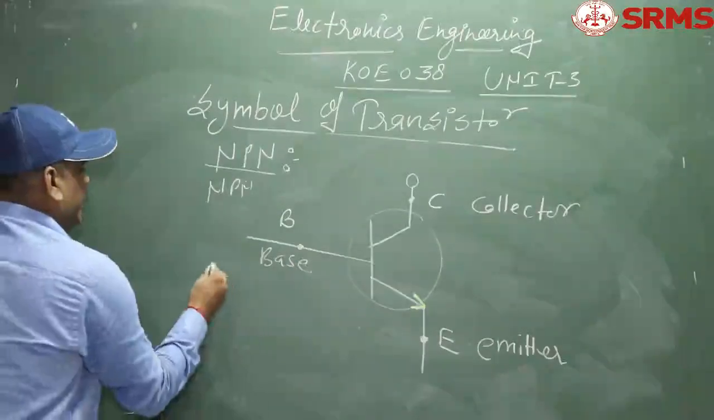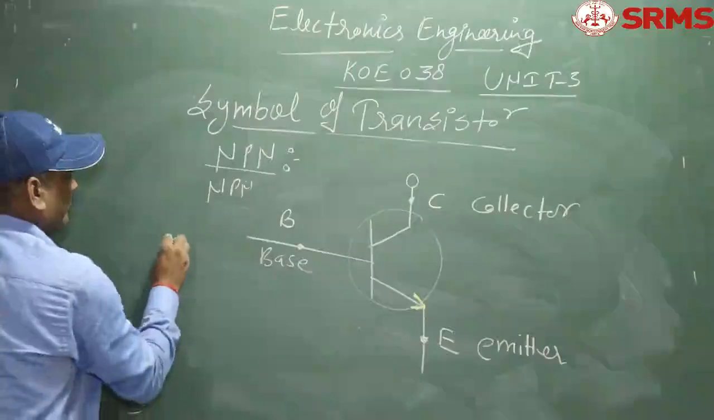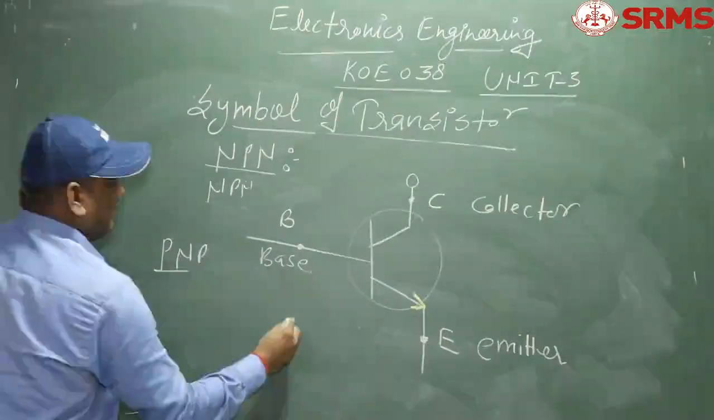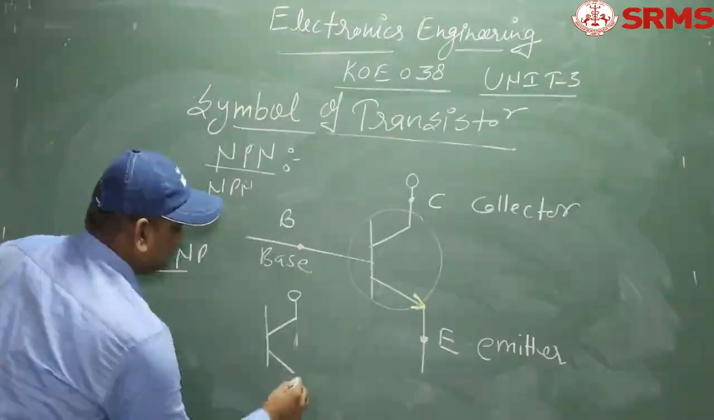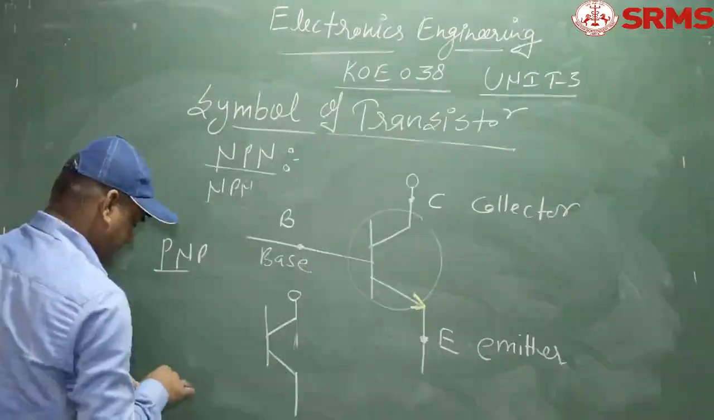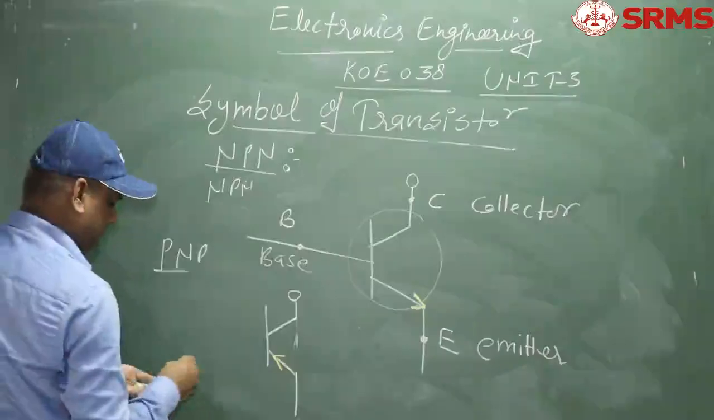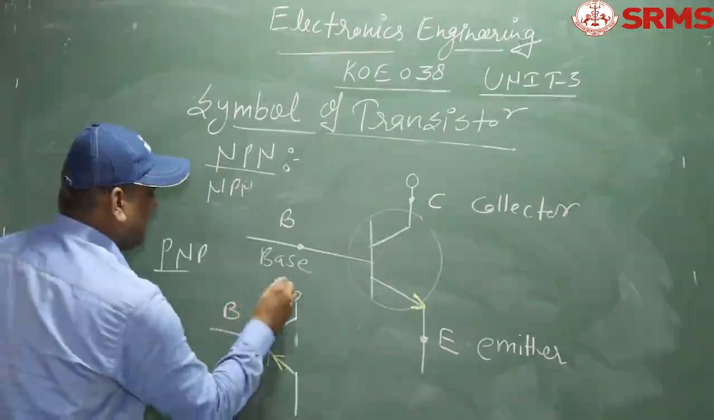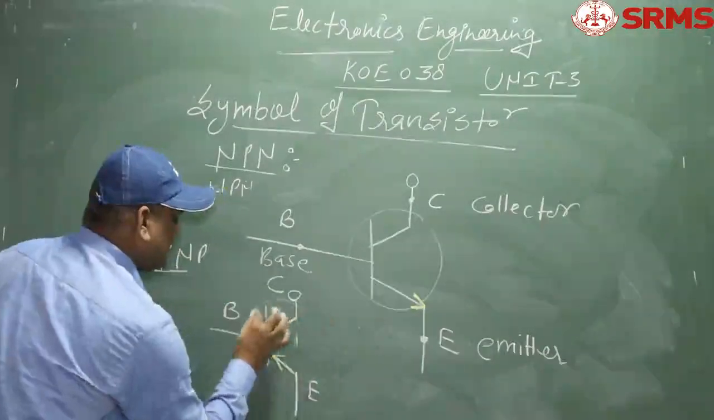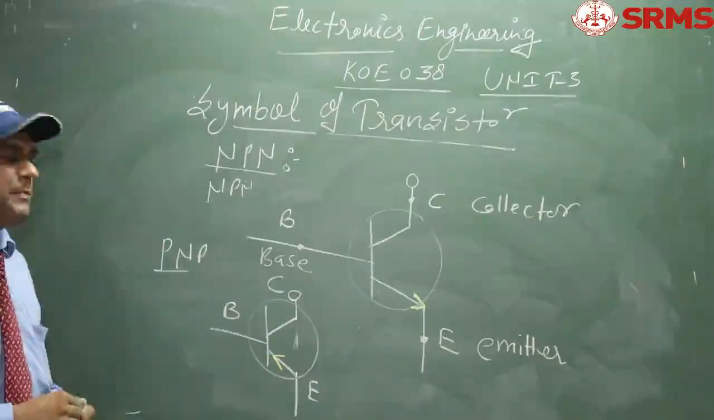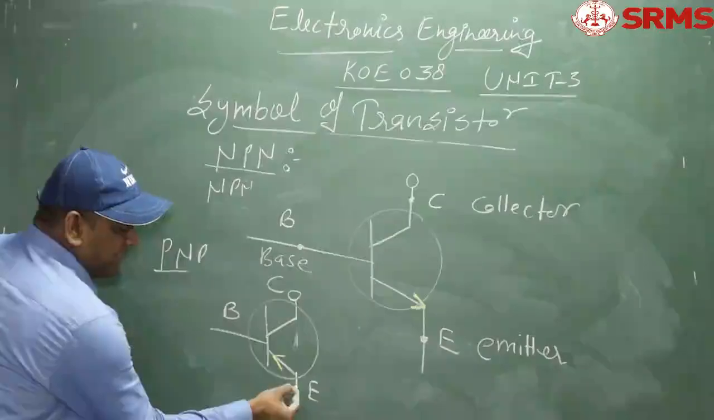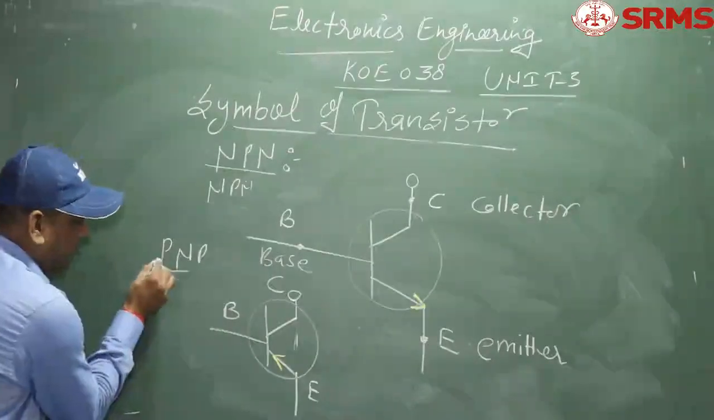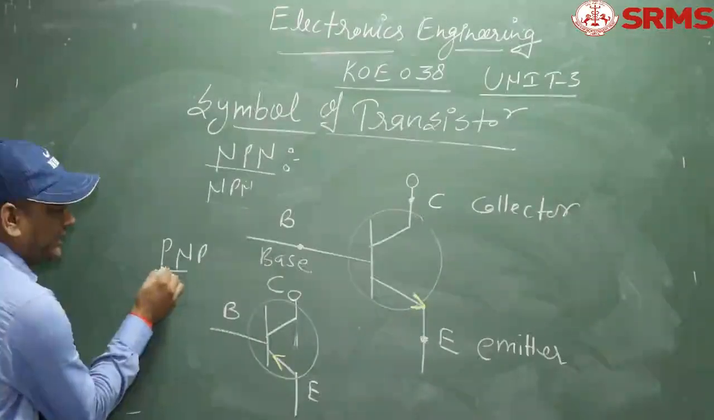On the other side, we will discuss the PNP. This is base, collector and emitter. This is the symbol of PNP transistor. Is that clear? The arrow is inside. Pointing inside, PNP, pointing inside.